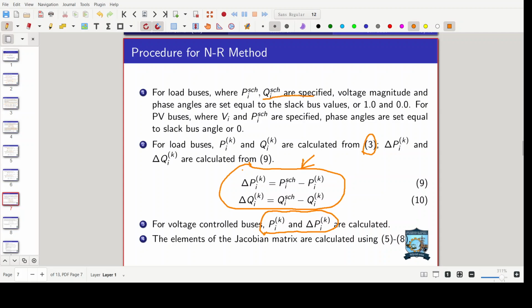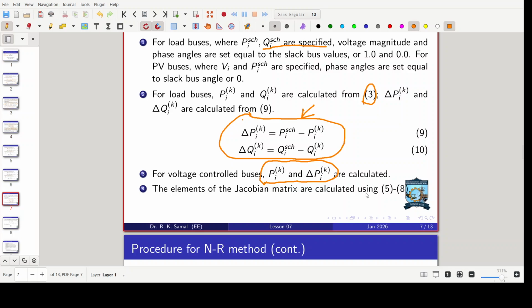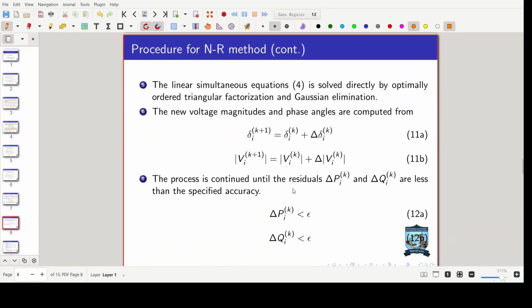Sorry, Qi is unspecified there because voltage magnitude is specified. The elements of the Jacobian matrix are calculated using equations 5 to 8. Okay. Procedure for the NR method, continued. The linear simultaneous equation 4 is solved directly by the optimally ordered triangular factorization and Gaussian elimination.